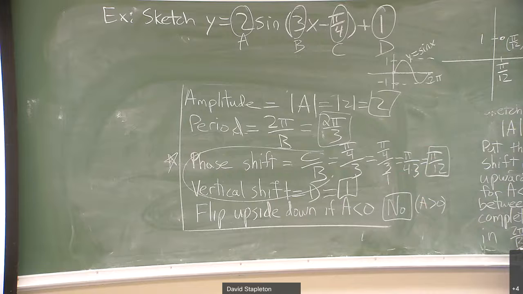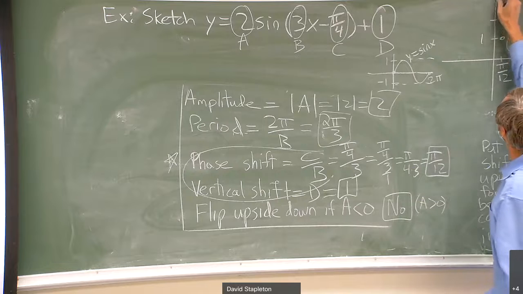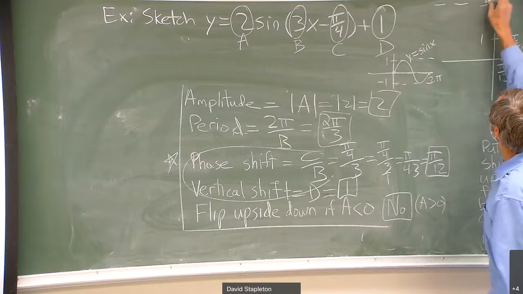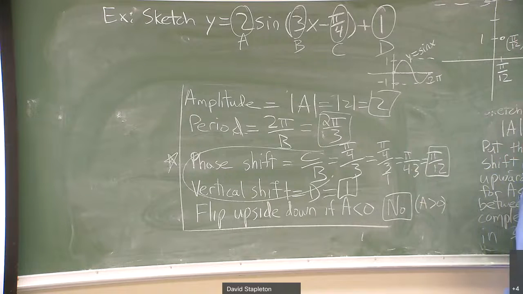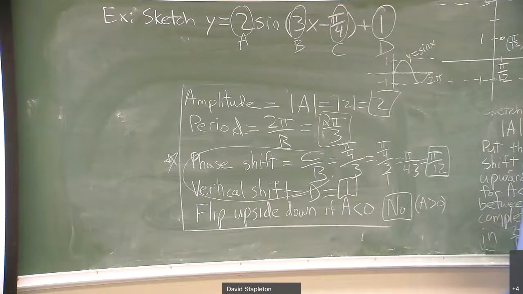Now from there, I go up and down absolute value of a units. So a is equal to 2. I go up 2 units to 3, and I draw the line y equals 3. I go down 2 units, to 0 minus 1, and I draw the line y equals minus 1. Those are my guidelines. I'm going to make a wave that goes up and down between those.